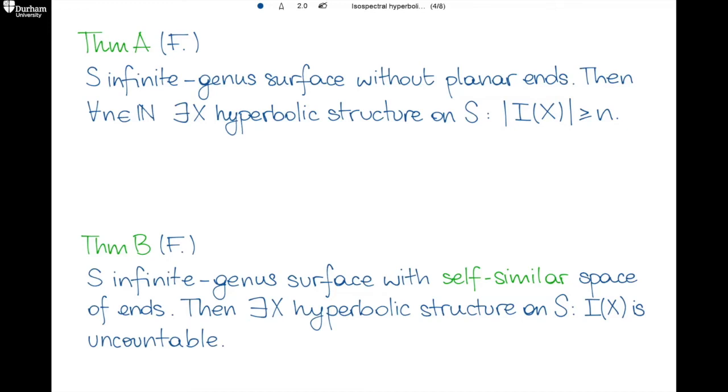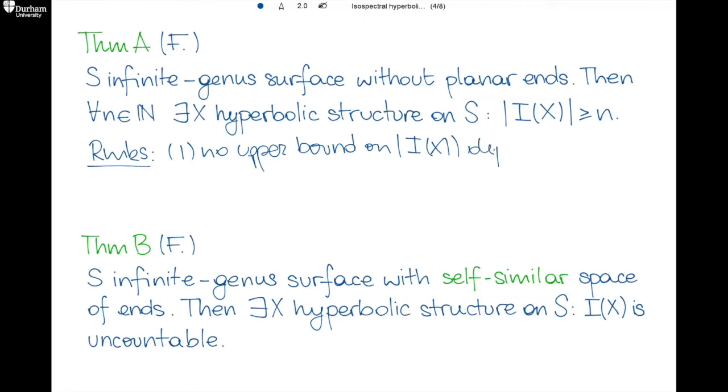So I can find these large isospectral families. In the finite type case, I knew that there was an upper bound on the size of an isospectral family that depended on the topology of the surface. Here I cannot do that. I can find arbitrarily large families. So there is no upper bound on the size of an isospectral family depending only on the topology.